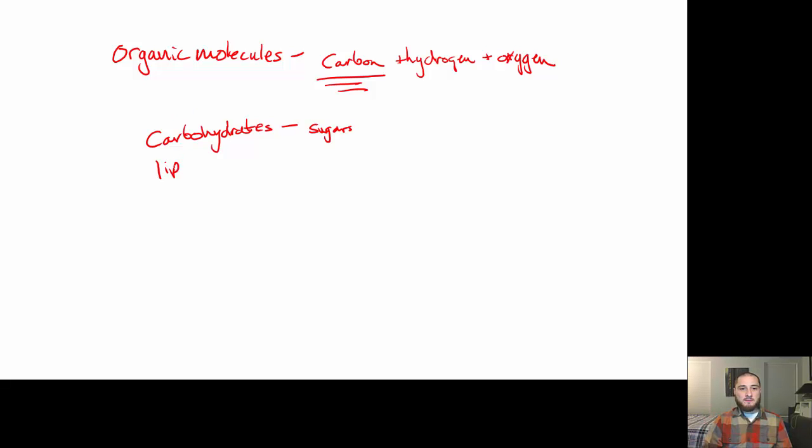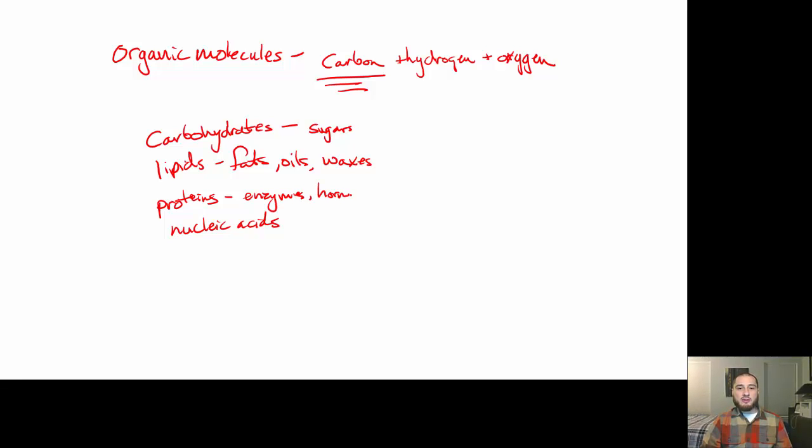Then you have your lipids. They are your fats, oils, even waxes. And then you're going to have your proteins, and you're going to have your nucleic acids. And proteins, there are many different types of proteins. Enzymes are one type. Hormones are another type of protein. And then your nucleic acids are going to be made up of either RNA or DNA. Those are the 2 types of nucleic acids that we see.